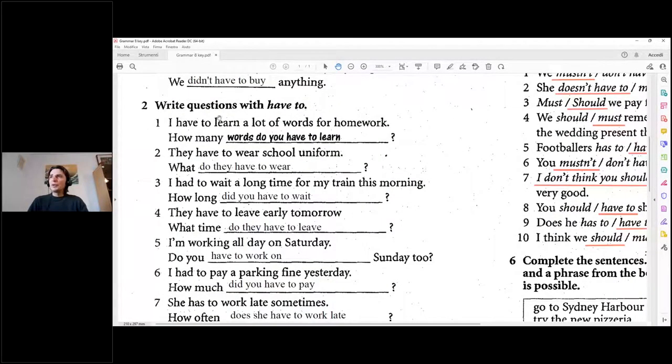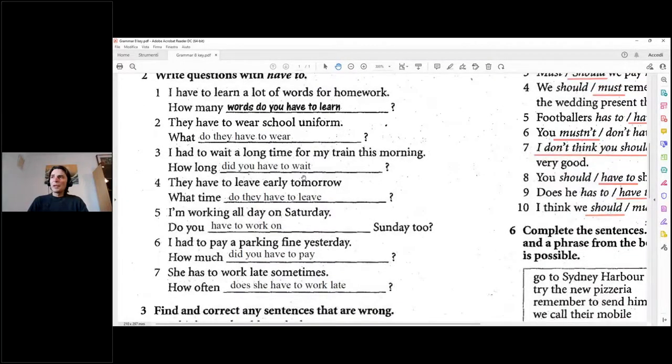Exercise number 2, write questions with have to. I have to learn a lot of words for homework. So how many words do you have to learn? Right? They have to wear school uniform. What do they have to wear is the question. The answer, they have to wear school uniform.